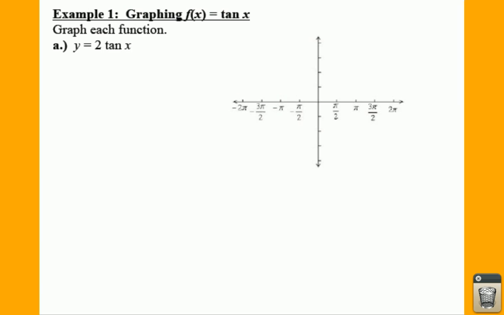So let's look at our first example, and we want to graph this function. Remember, the first thing we said to do is put in your asymptotes. We have an asymptote here at negative pi over 2, and you have one at positive pi over 2. And we'll graph 2 cycles here. So first is drawing your asymptotes.